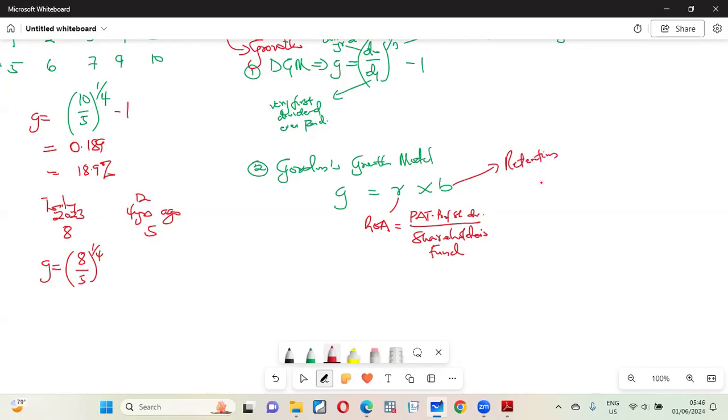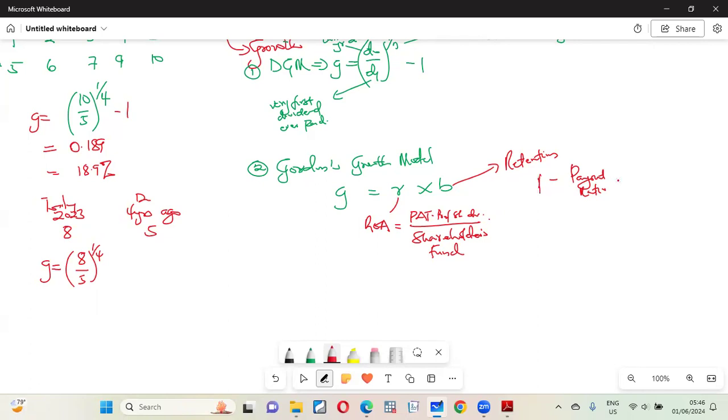Retention is obtained by 1 minus the payout ratio. You see, the answer you get is in percentages.